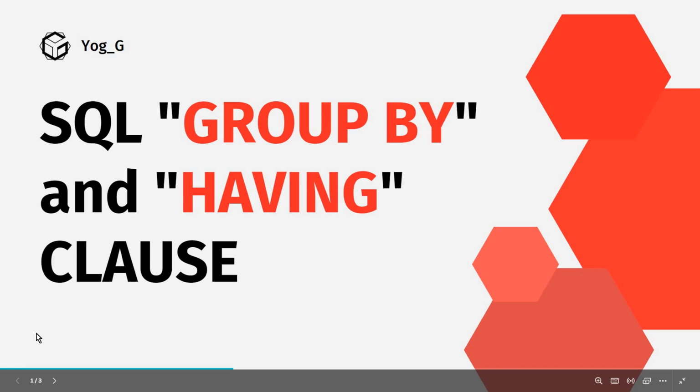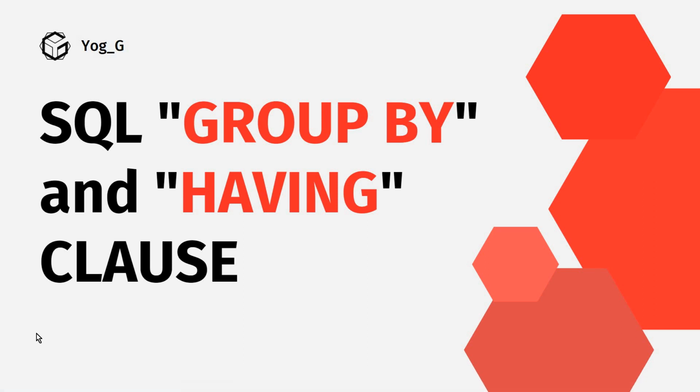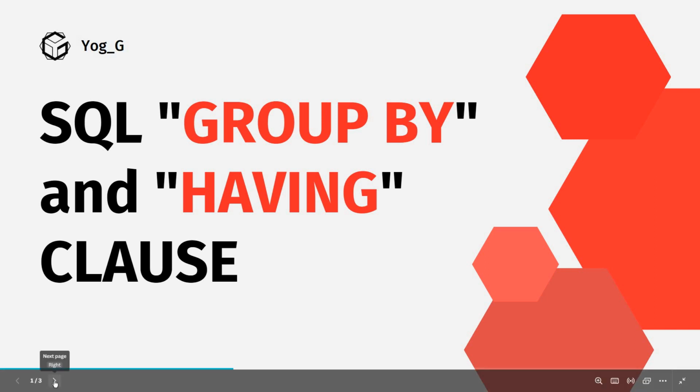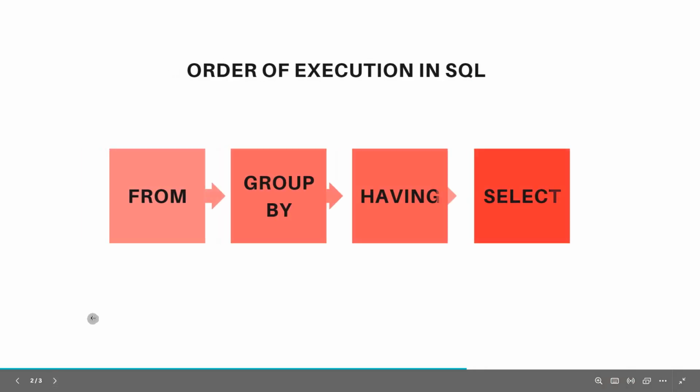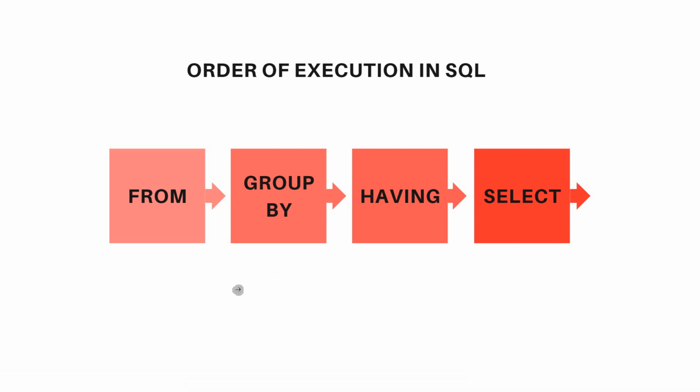Hello, in this video we will see group by and having clause in SQL Server. So the first thing we need to understand is that SQL clauses are executed in a specific order. For this example we will see four clauses: from clause, group by clause, having clause and select, and these will be executed in this order. First the from clause will be executed, then group by, then having, and then at the last select clause will be executed. So let's start with an example.